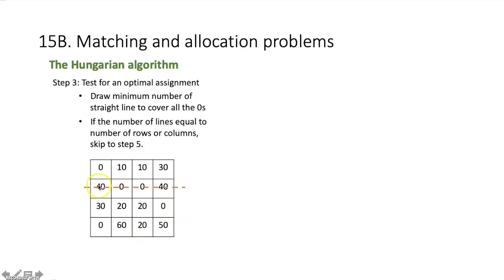So we can draw a horizontal line to cover these two zeros, another horizontal line to cover this zero, and a vertical line to cover these two zeros. As you can see, we only have 3 lines, so now we need to take step 4, which is shift 0. What you need to do for step 4 is to find the minimum of uncovered values. The uncovered values we have here are 10, 10, 30, 60, 20, and 50. So the minimum should be 10.